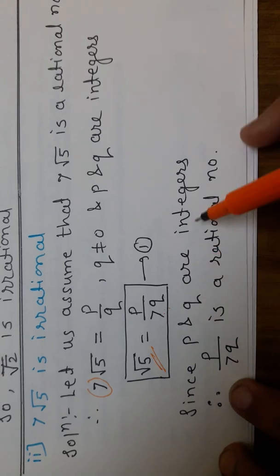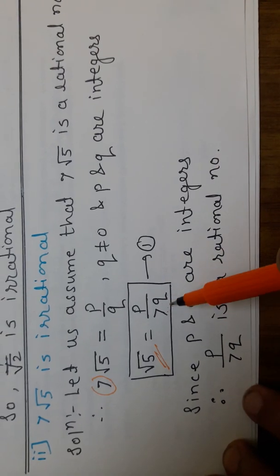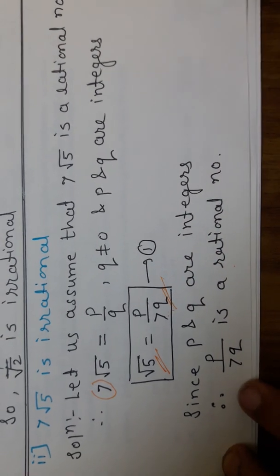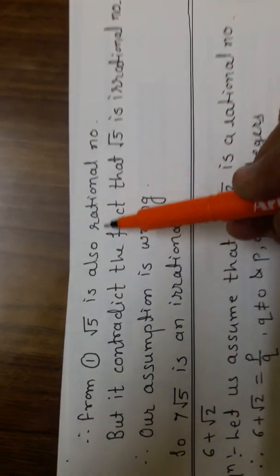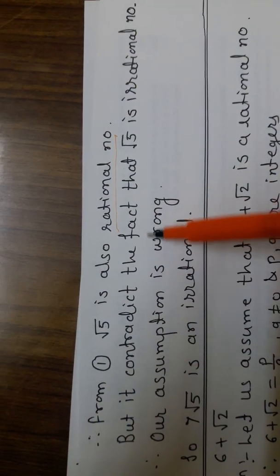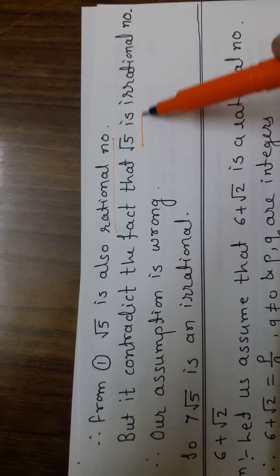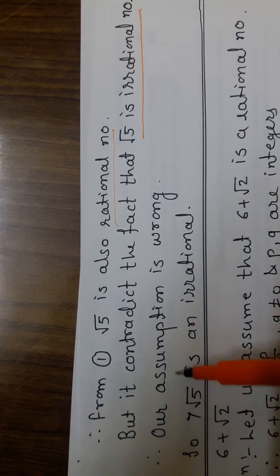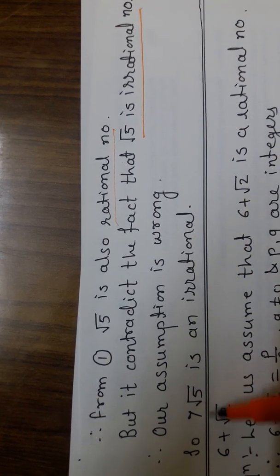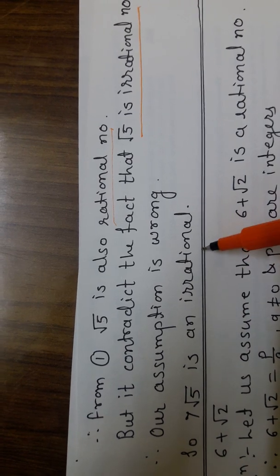Equation 1. Since p and q are integers, the right hand side is a rational number. If the right hand side is a rational number, then root 5 is also a rational number. But it contradicts the fact that root 5 is an irrational number. Therefore, our assumption is wrong. So, 7 root 5 is irrational.